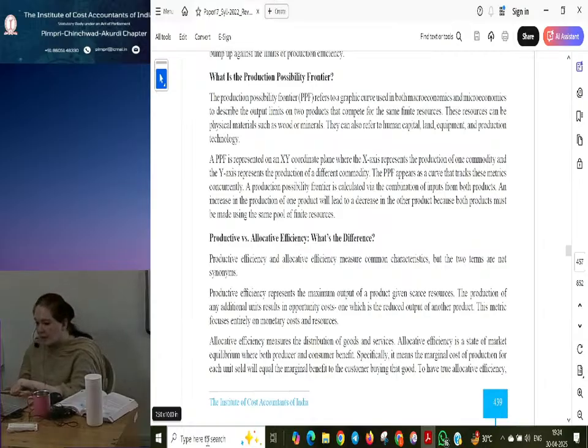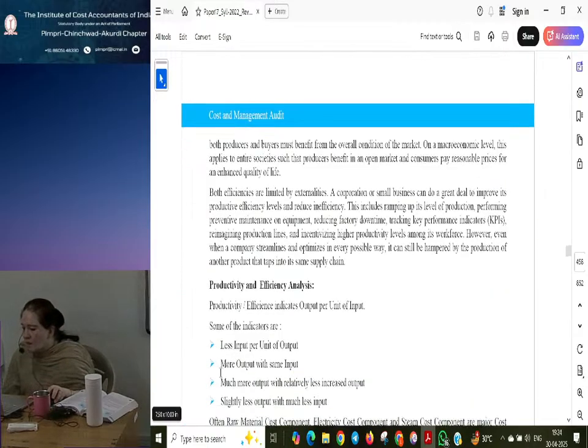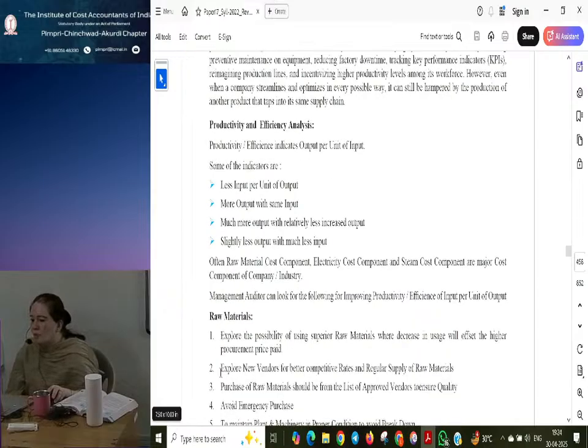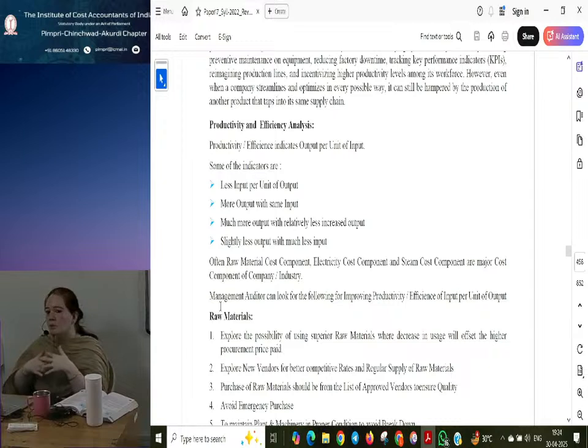Whereas productive efficiency is the maximum output of product with scarce resources. I could say these scarce resources are nothing but your limiting factor that we usually go through in our marginal costing, right? Then coming to productivity and efficiency analysis. How do we do the analysis? Productivity, efficiency, so it's basically an input-output ratio.